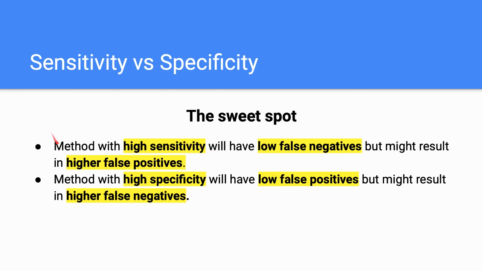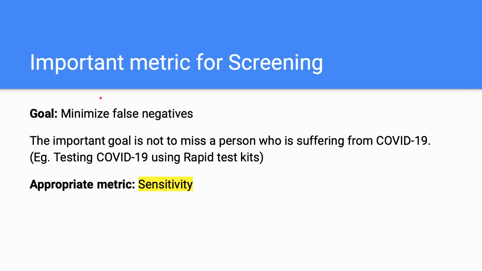Now, a method with high sensitivity will have low false negatives, but it might also result in higher false positives. A method with high specificity will have low false positives, but it might lead to higher false negatives. So we need to find a method where we have a sweet spot between sensitivity and specificity according to our needs.